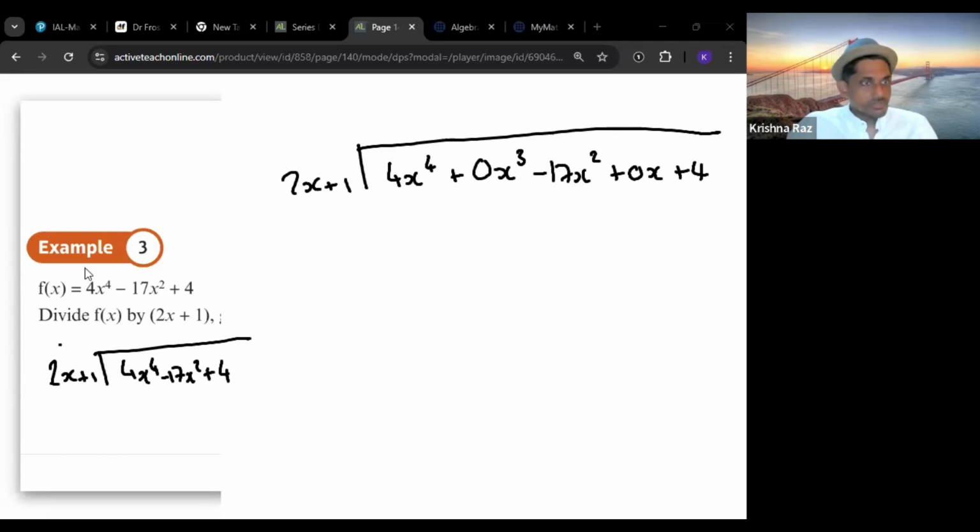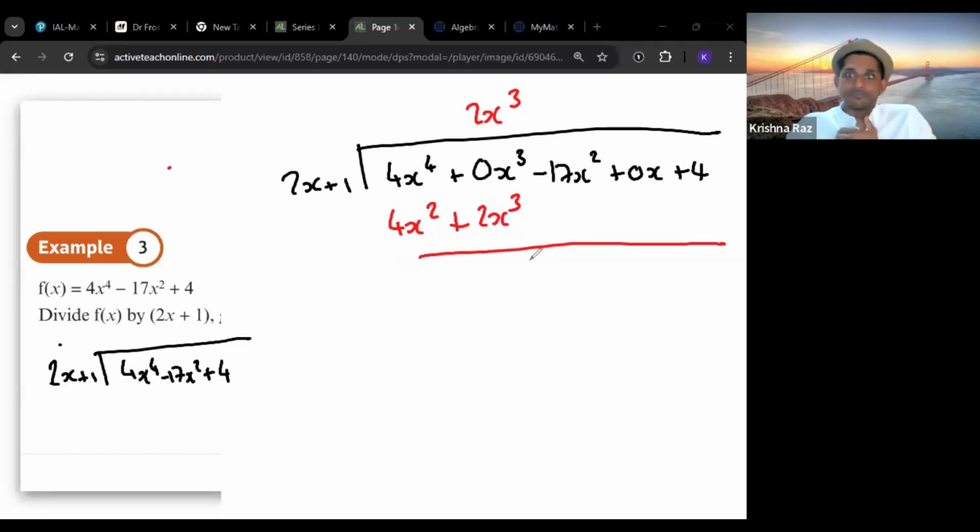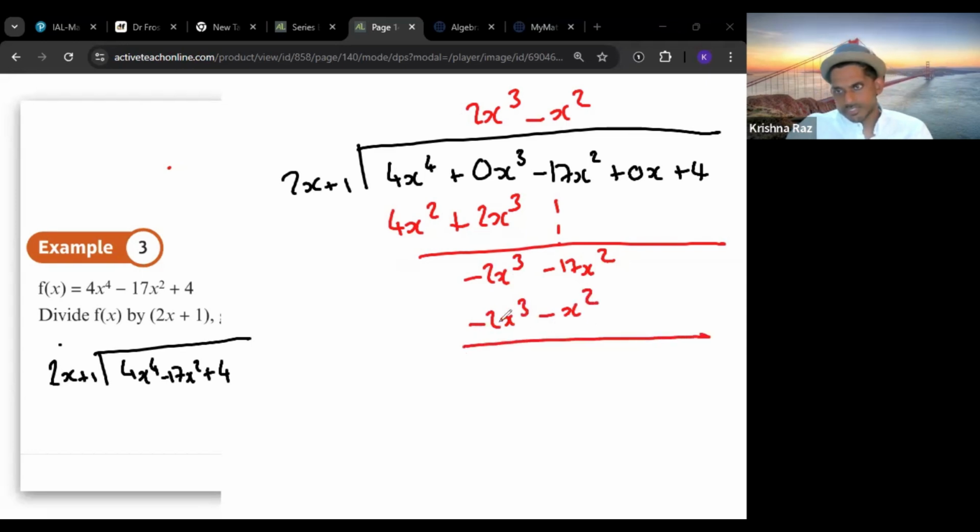And that's all I really wanted to show you here. So let's just do it. So 2x, we need to times by 2x cubed to get 4x to the 4. So 2x times 2x cubed is 4x to the 4, plus 2 times x cubed. You can see straight away we needed that 0x cubed, didn't we? 0 minus 2 is -2. I need to multiply 2x by minus x squared to get minus 2x cubed. The minus 2x cubes cancel.